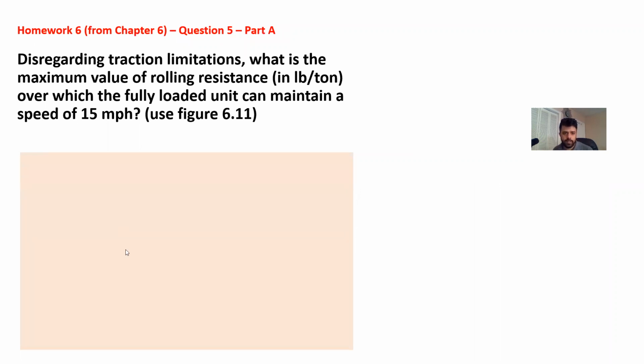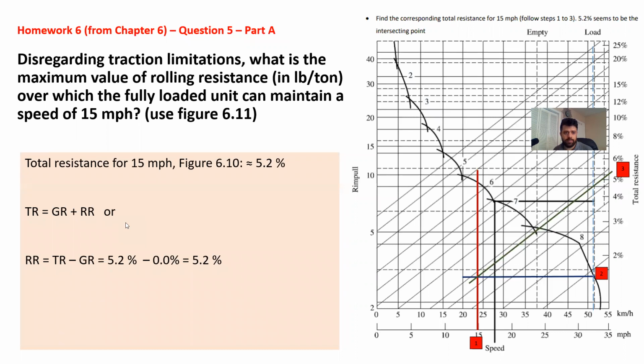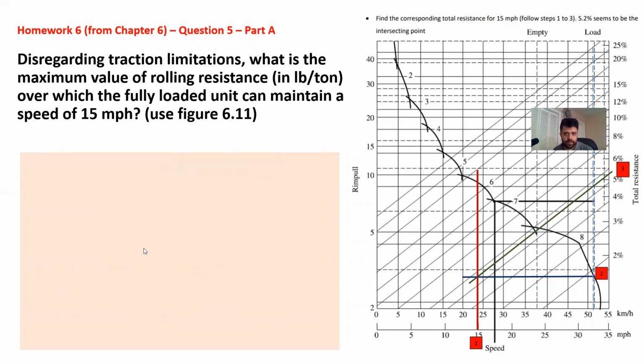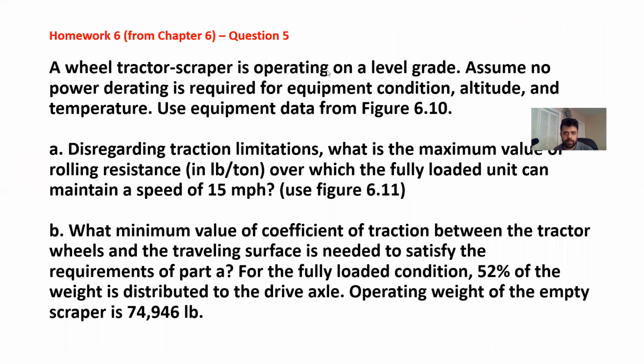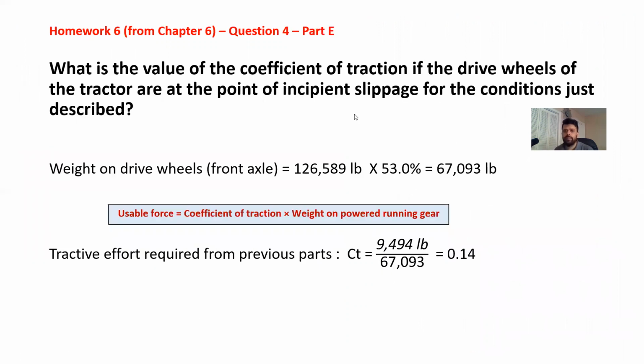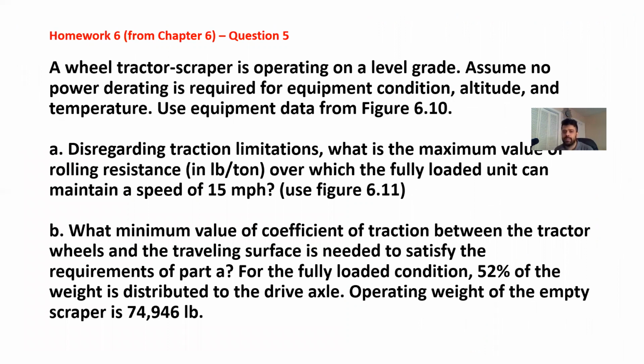All right, so the next problem is about using the chart. The first part of the problem is pretty much similar to what we did. The total resistance is grade plus rolling resistance. In this problem, it was a flat surface, I guess. Let me check. Yeah, a wheel tractor is operating on a level grade. When it says level grade, it means the grade resistance is 0. So the entire resisting force will be the rolling resistance.